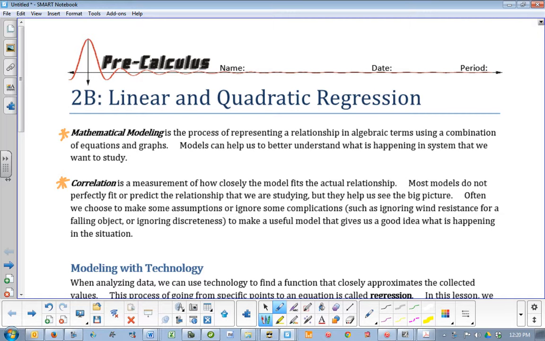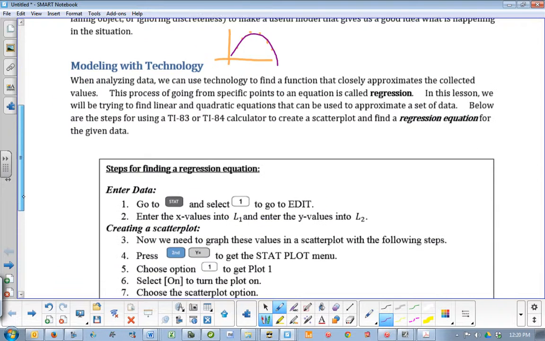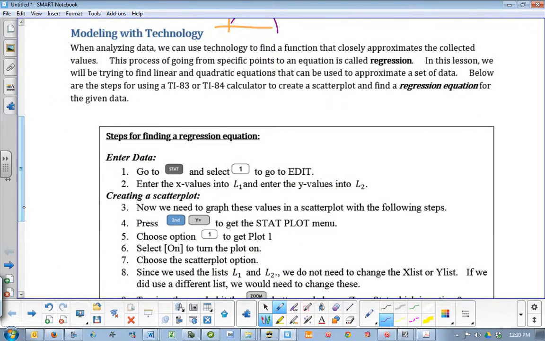If a model fits perfectly, or an equation fits some dots perfectly, then it has a high correlation or a strong correlation. So if we have some points, maybe we collect some data from a scientific experiment, and we can find some equation that perfectly fits them, then that has a strong correlation. So we're going to see how we can use our technology to do this, because there's a lot of number crunching that goes on.